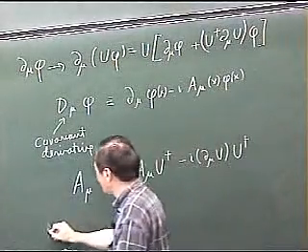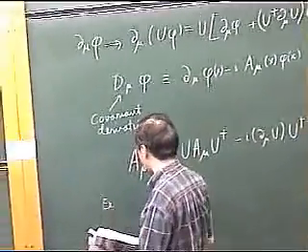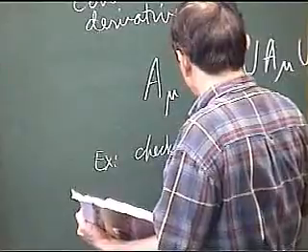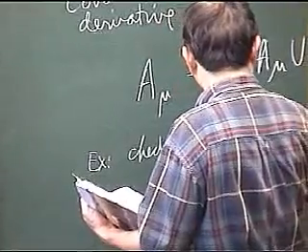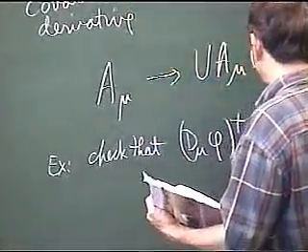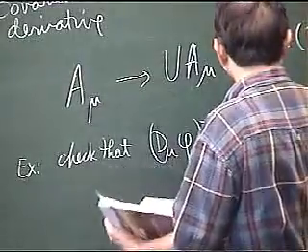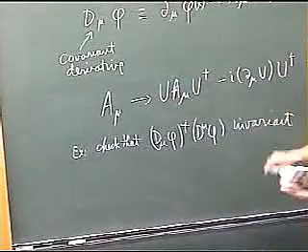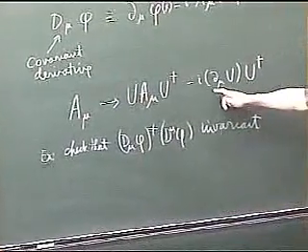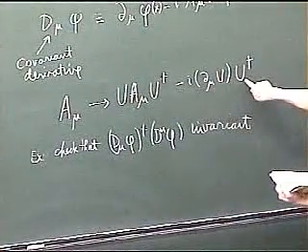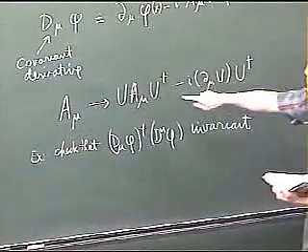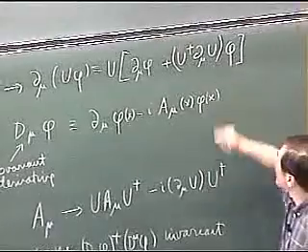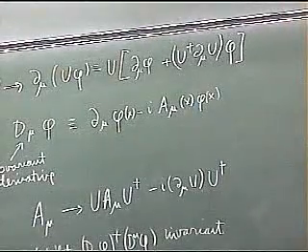You can check for yourself. So this is another exercise. Perhaps I'm not going to do the arithmetic for you. Check that d mu phi dagger d mu phi now becomes invariant. Roughly speaking, you can see how this works: the extra term in the transformation of A mu will cancel this extra junk that we have here.